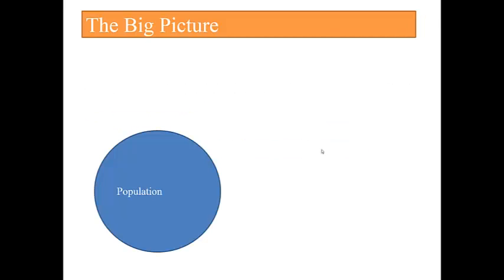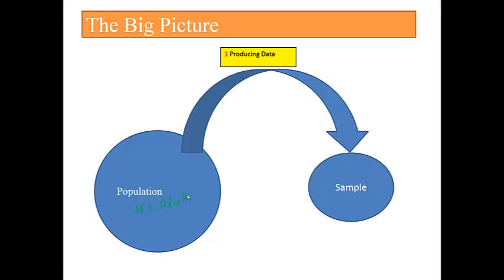Now, here is the population. In this study, the population is US adults, all the US adults. As you can imagine, we will not be able to get the opinion from all the US adults. Instead, the more realistic thing is to get a representative sample from the population. So we call this step producing data.